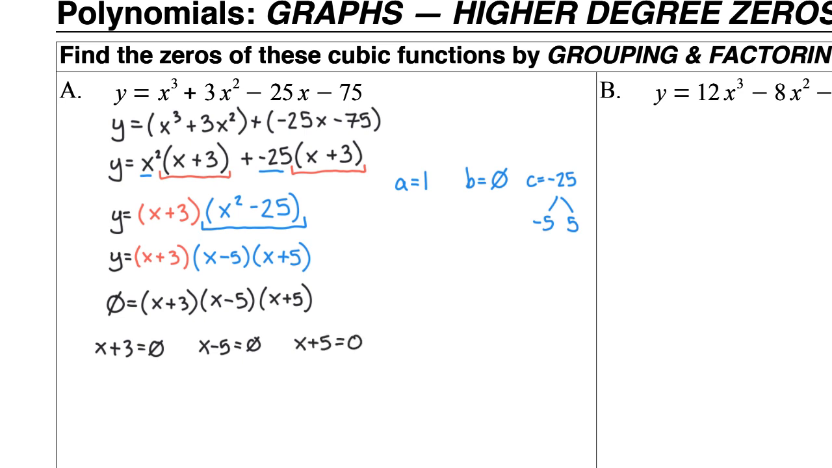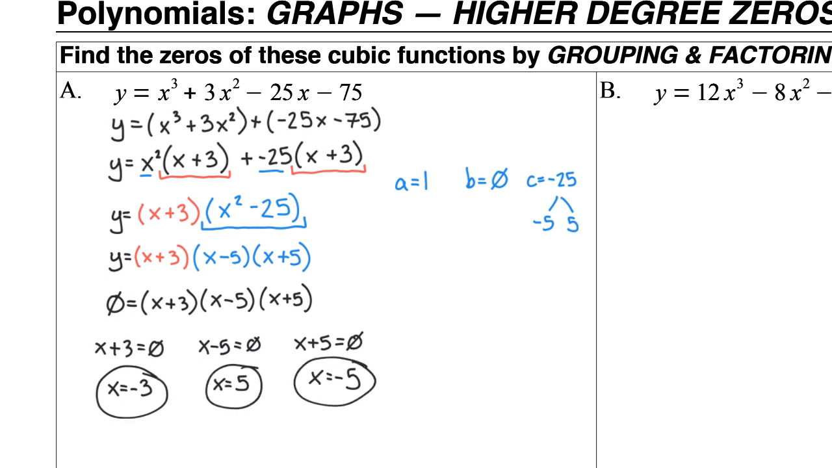And so now all we have to do is think about what does x have to be here? Well, that would be negative 3. This would be positive 5. And this would be negative 5. And there are my zeros, or my x-intercepts, or my roots, whatever you want to call them. That is the goal. Good luck.